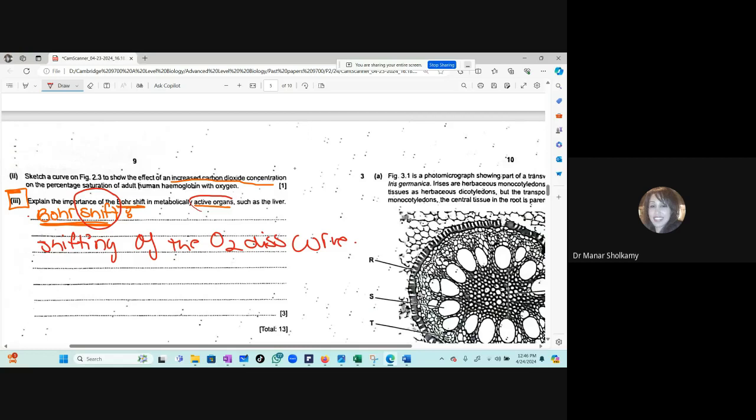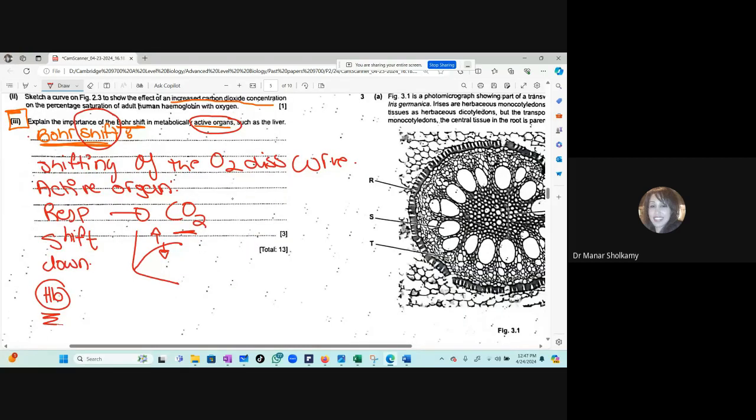Now, when you have active organs, what are they doing? Respiring. Very good. Let me write it down. There is respiration. So what are they producing? Carbon dioxide. Very good. An increase in the concentration of carbon dioxide in the blood. How will this make the curve shift, and why? It will shift to the right. Up or down?